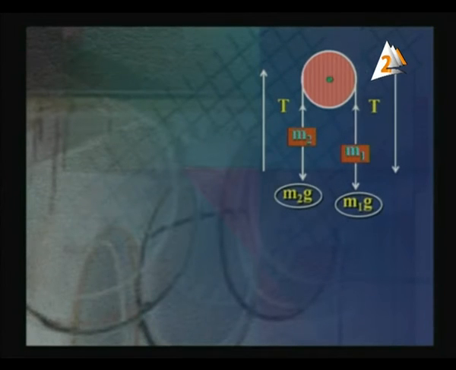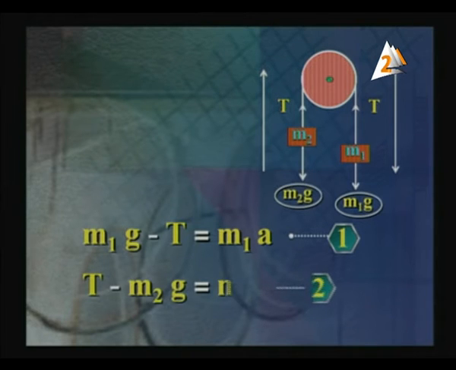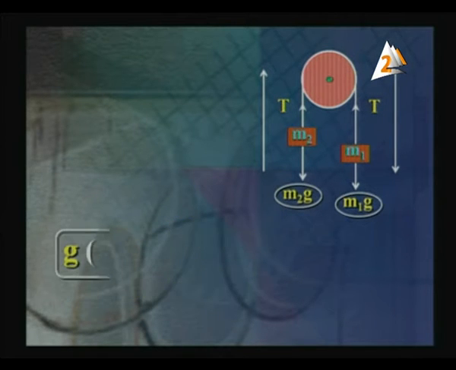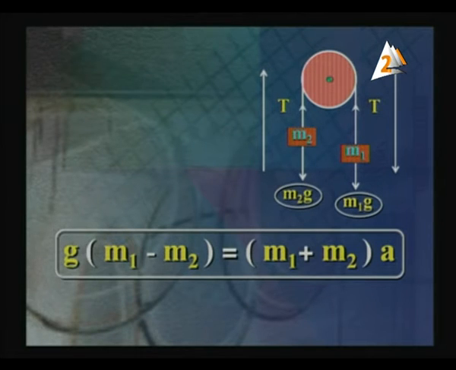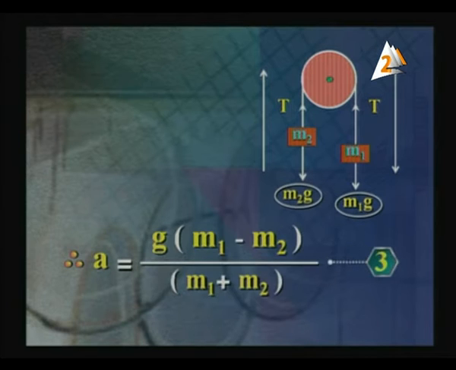As solution we say, since m1 greater than m2, the equations of motion become m1 g minus T equal m1 a as first equation, and T minus m2 g equal m2 a as second equation. From 1 and 2, we get g as common factor, (m1 minus m2) equal (m1 plus m2) times a, and the expression a is given by g times (m1 minus m2) divided by (m1 plus m2) as third equation.